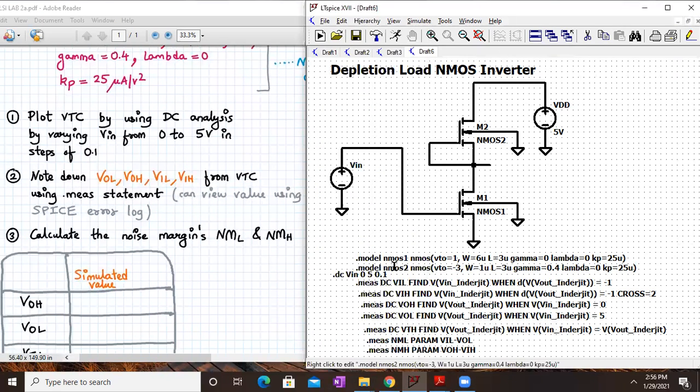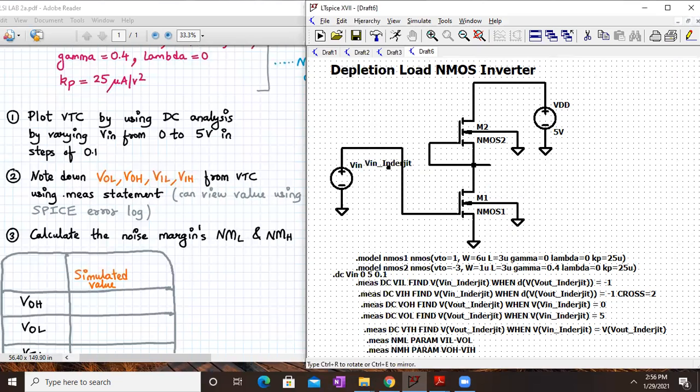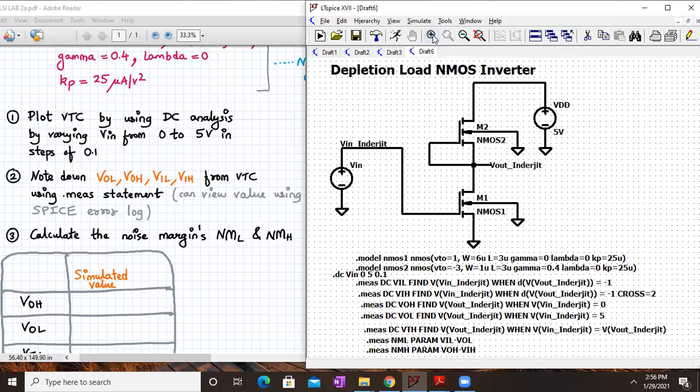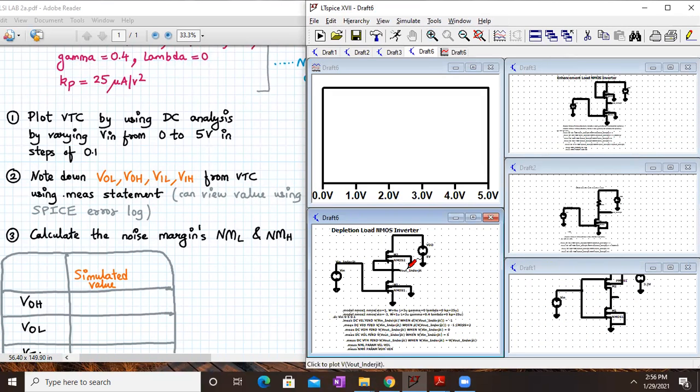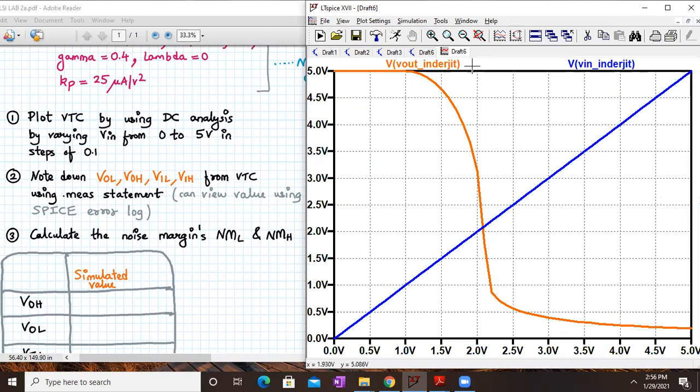Okay. Only thing is we have to define V in underscore name over here like this, and V out underscore name. Okay, over here. Here is my V out. So let me quickly do this. And now if I check the output curve, it will come very quickly. Okay, this is the depletion load. Yeah, and I'll also plot the V in curve. Yeah, so here it is.